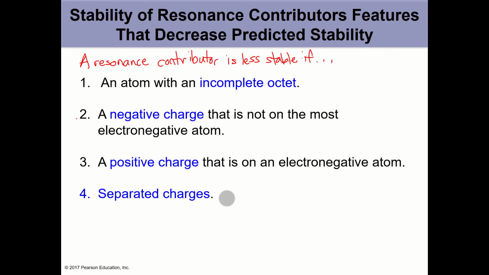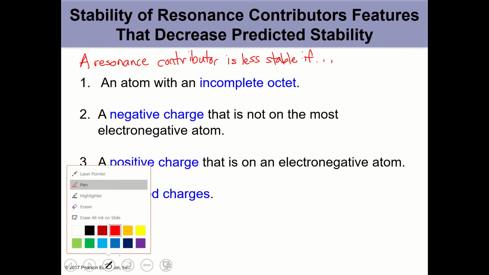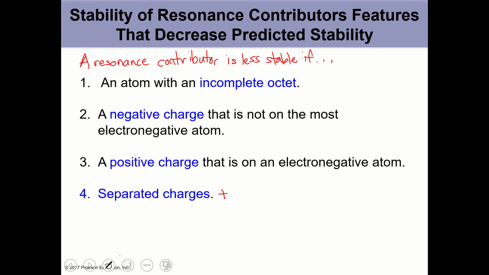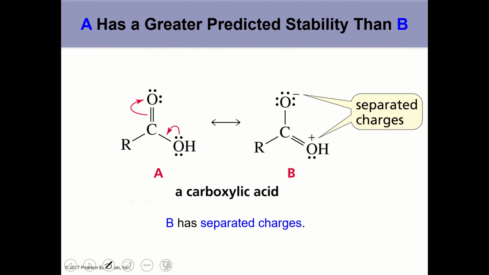That means that you have a positive charge at one position in the molecule and a negative charge at another position of the molecule. That's unlikely because we know that positive and negatives attract. So it would be unlikely for that to be a good resonance contributor when we have separation of charges, which we know attract. So we have some examples for you.